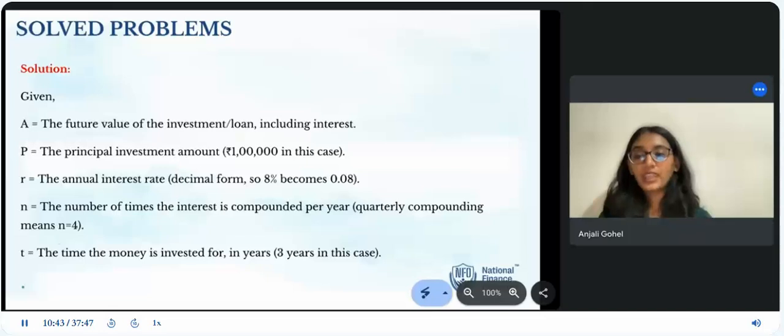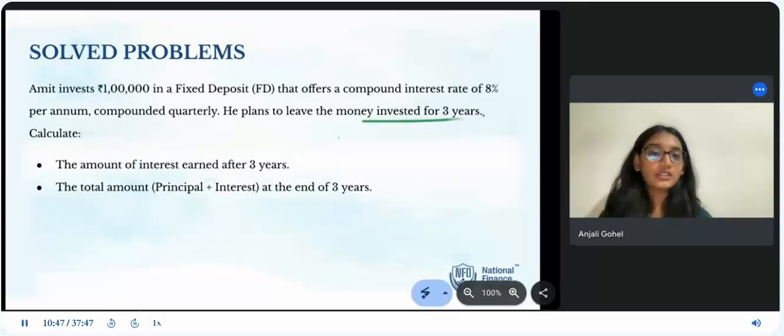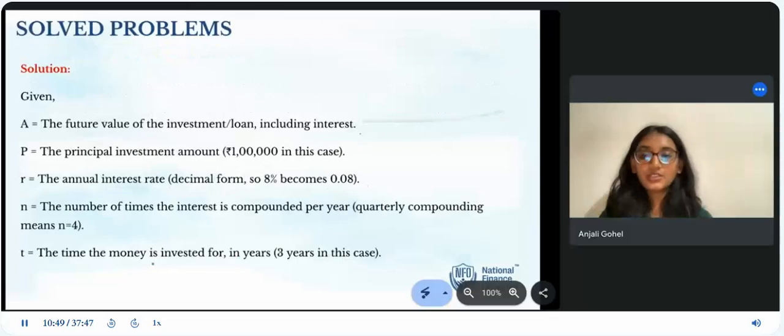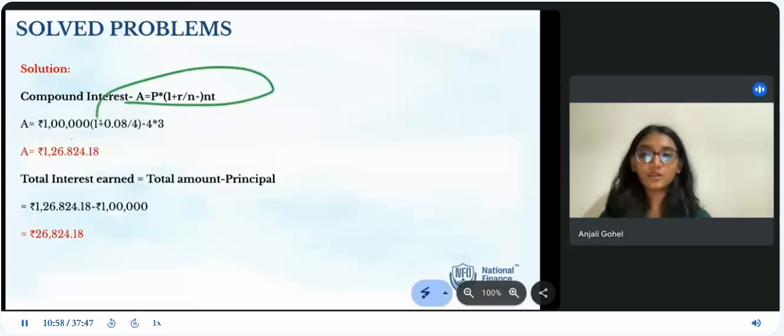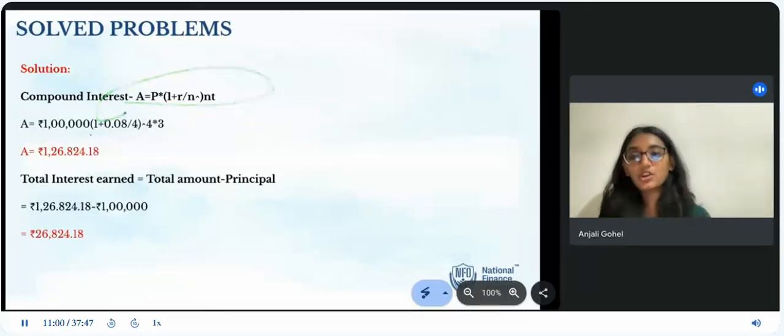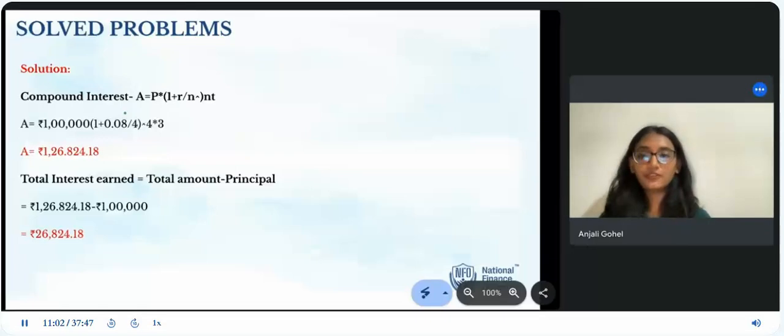And for how long is the money being invested? It is invested for 3 years, so my t will be equal to 3. Let's calculate the compound interest. Now this is the formula. Just substitute the numbers into the formula. P is 1 lakh rupees. So 1 lakh multiplied by 1 plus 0.08, which is my interest rate.